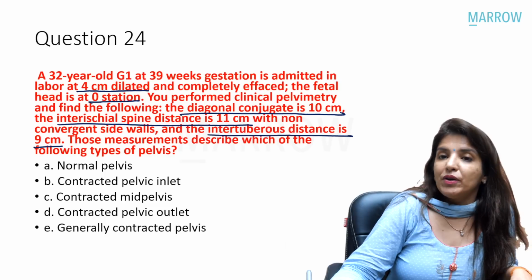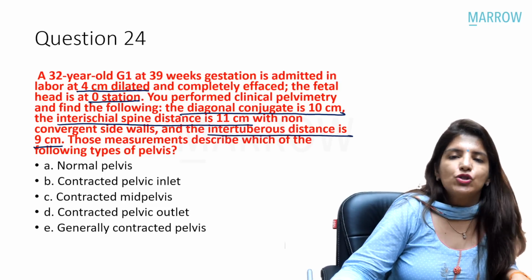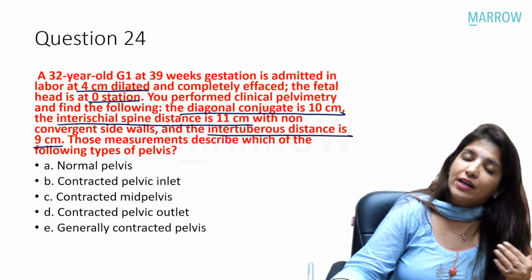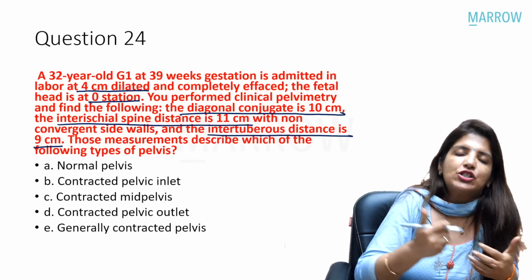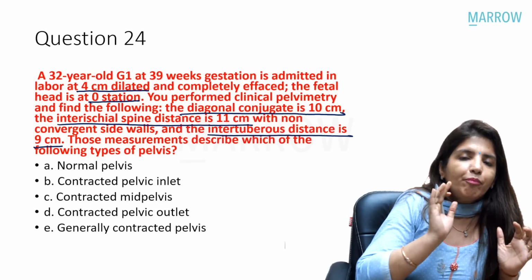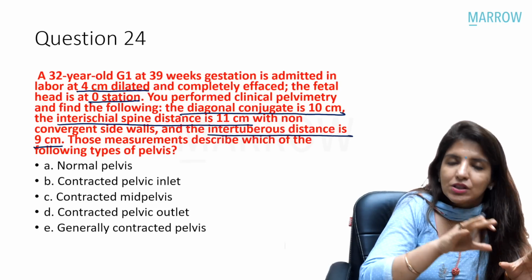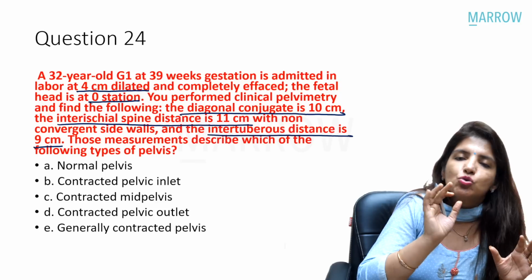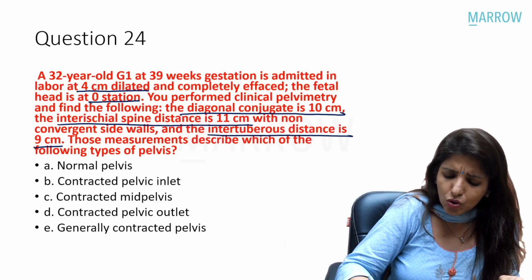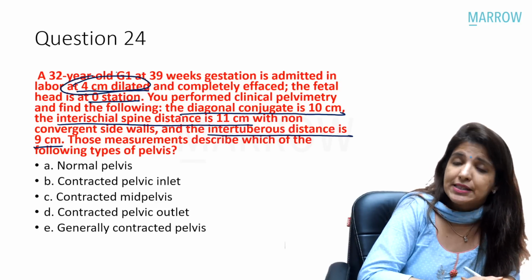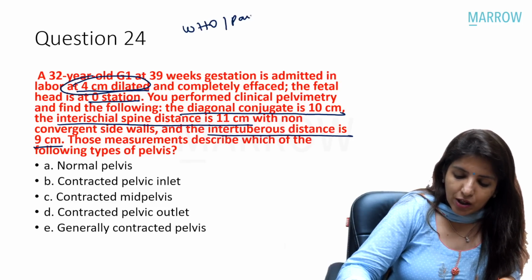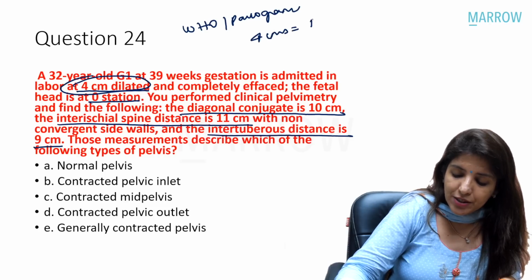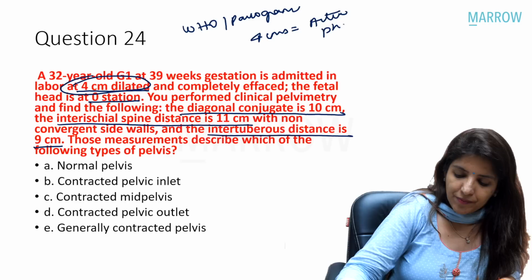So you have to tell me whether these findings are of a normal pelvis or of a contracted pelvis, and if it is contracted, whether at the level of the inlet, the mid-cavity or the outlet. Before we proceed with the contracted pelvis, just one thing I want to tell you: over here, the patient is 4 centimeters dilated. As per WHO and as per partogram, 4 centimeters dilatation means the patient is in active phase, right?